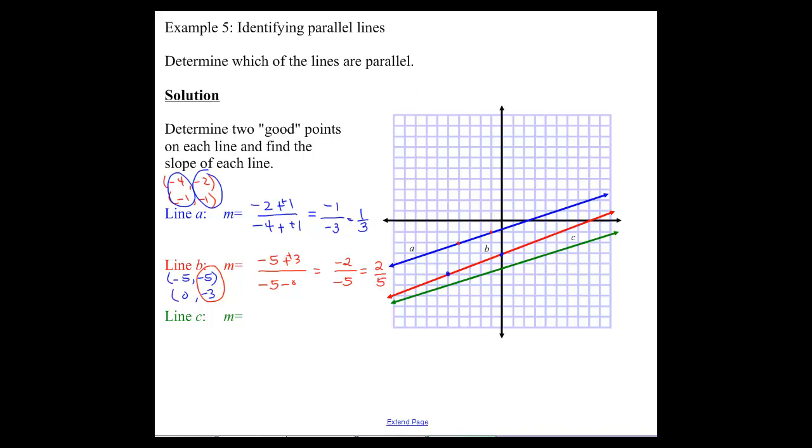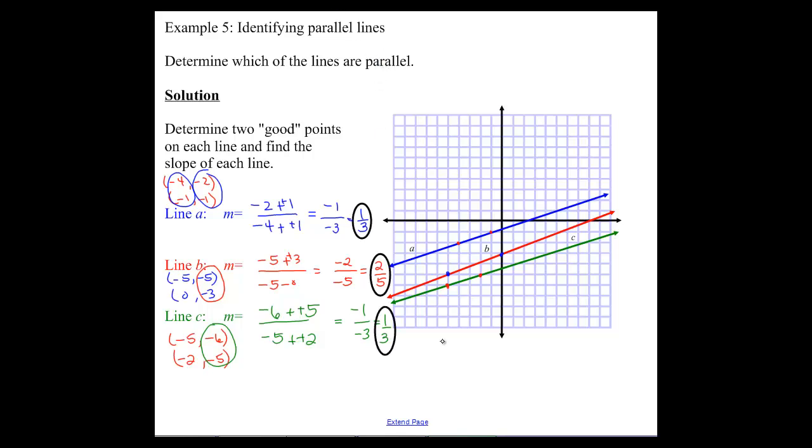Let's look at our last line, line C. Finding two good points. I would say this looks like a pretty good point. That would be negative 5, negative 6. Another good point on that line, I would say this will be a pretty good point, negative 2, negative 5. For line C, let's subtract our y coordinates, negative 6 minus a negative 5. In my numerator, negative 1, my denominator, negative 5 minus a negative 2. We'll end up with negative 1 over negative 3, which reduces to 1/3.